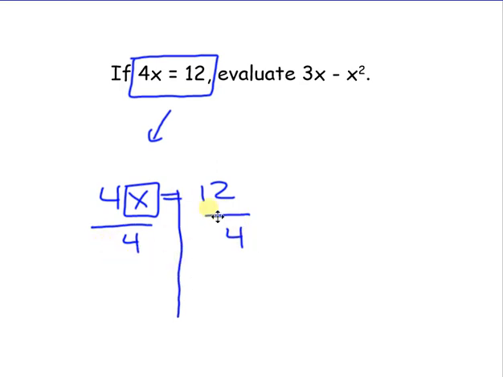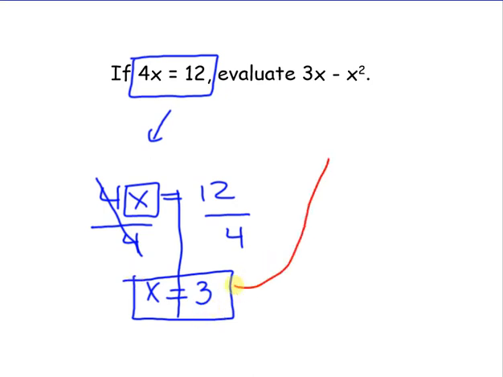Remember, you have to do it to both sides. That's the golden rule. 4 divided by 4 is 1. It cancels out and you're left with x equals 12 divided by 4, which is 3. Now, you're not done yet.